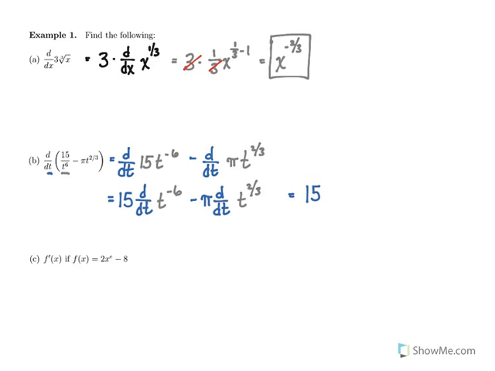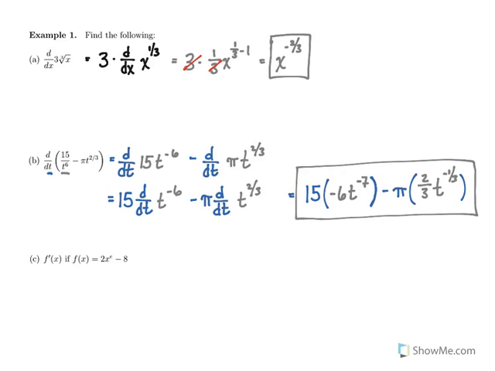This is going to be 15 times, bring the power down out in front, negative 6, t, and then decrease the power by 1. There's a negative 7. And then we have minus pi times, bring the power down out in front, 2/3, t, and decrease the power by 1, which will be negative 1/3. We'll call that our answer. We could simplify that a little bit, but I think that's fine.